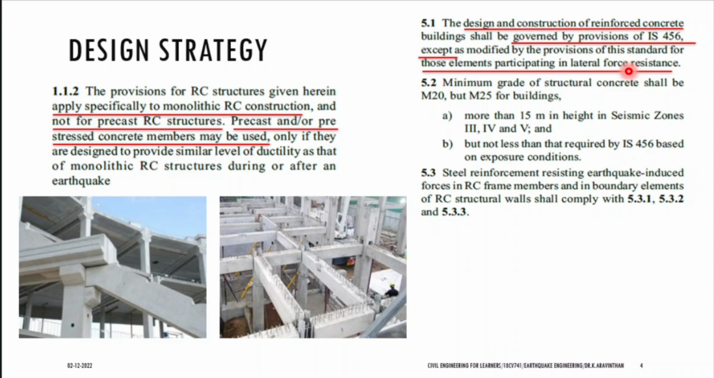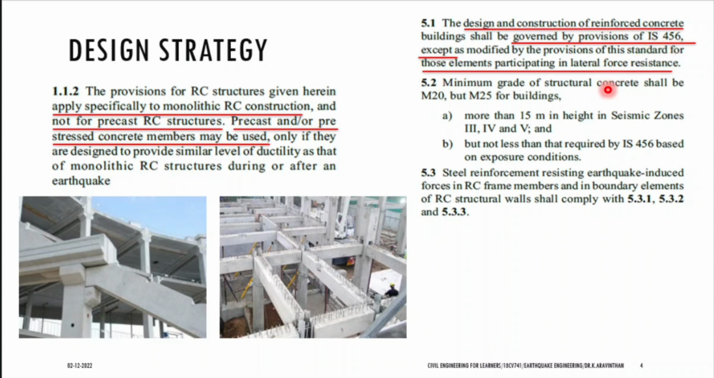Without beams, imagine, remove all the beams, only the slab is available. What happens when an earthquake comes? The total slab will sit on the floor. Yes or no? So beams are the secondary part of the lateral load resisting system. So these are being indicated here. The modification and provision of this standard are for those elements participating in the lateral force resisting system. They are beams and columns.